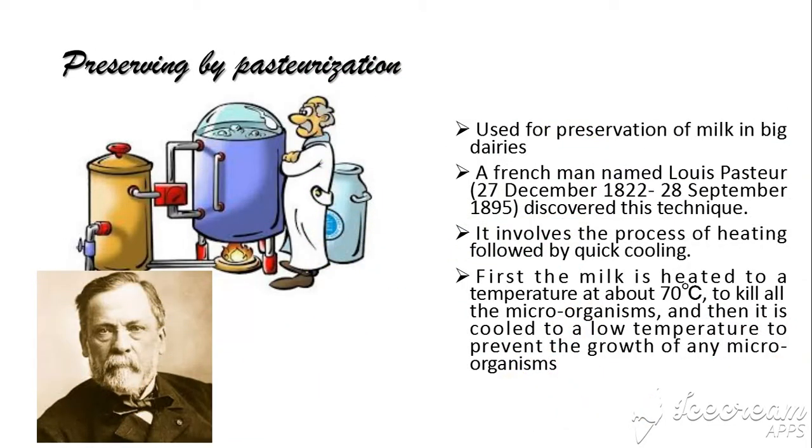Preserving by pasteurization. Louis Pasteur discovered this technique, in which he was challenged with the fact that milk was getting spoiled. So he discovered this technique where milk could be heated at 70 degrees to kill all its microorganisms and then cooled quickly to a lower temperature to prevent growth of further bacteria and microorganisms. This ensured that milk did not spoil, it could be transported over long distances, and this was much beneficial for mankind.